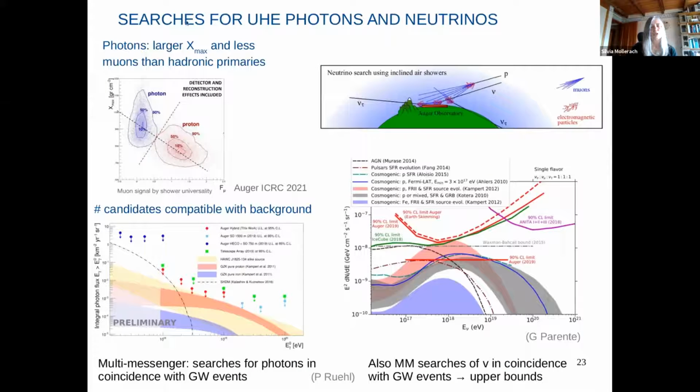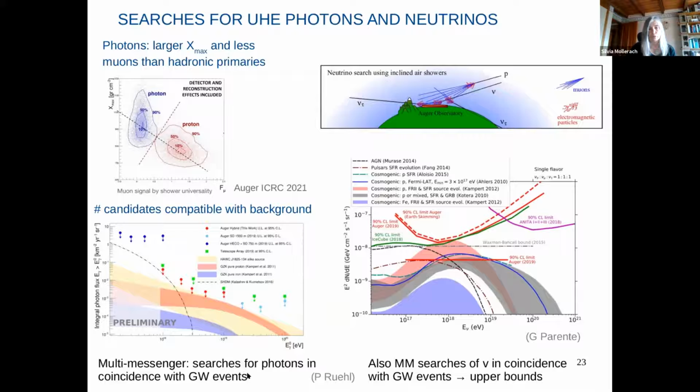So to solve this, one idea is to look for neutral messengers like photons and neutrinos, that we can distinguish through the different signal they produce from the hadronic showers, but we have seen none of them. These are the upper bounds put by Auger and TA on the flux of photons, and there are also limits on the flux of neutrinos. We can see much more detail in the contribution by Gonzalo Parente.